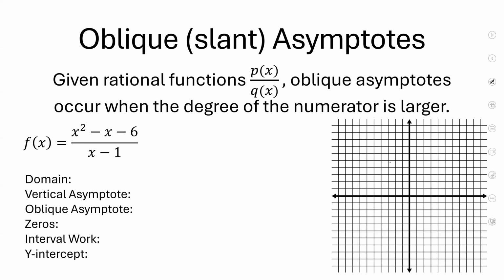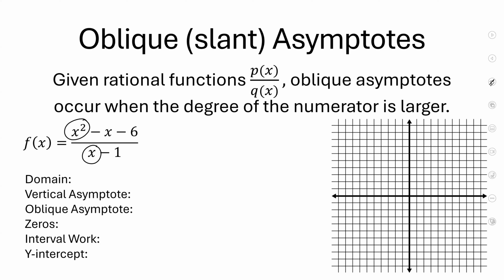An oblique asymptote, also known as a slant asymptote, occurs whenever the degree of the numerator is larger than the degree in the denominator. So here's an example. The degree in the numerator is larger than the degree in the denominator, so that means we're going to have an oblique asymptote. We're not going to have a horizontal asymptote, but we'll have an oblique one.